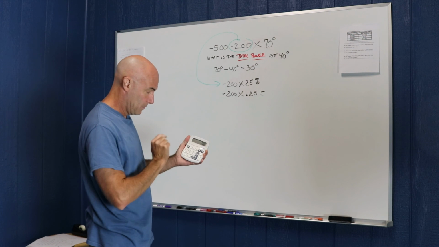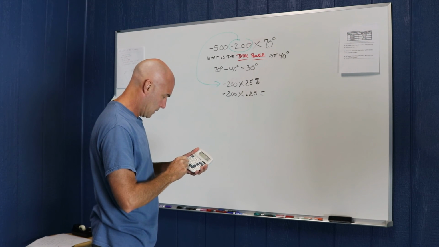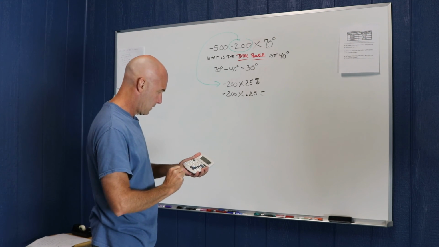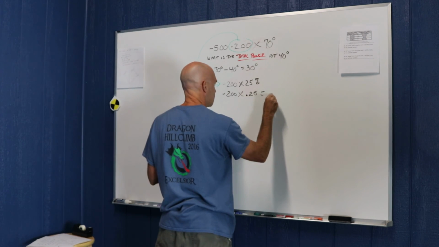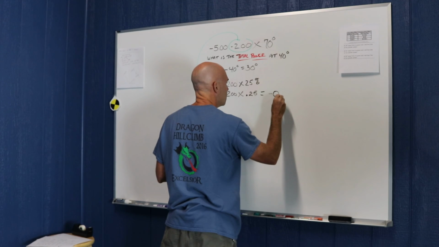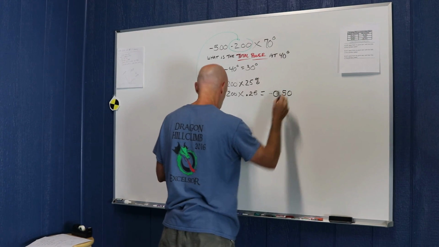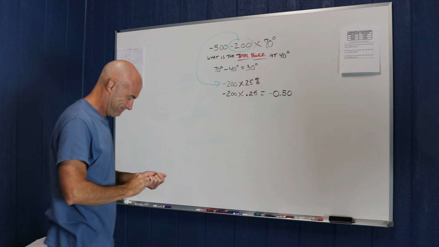On the calculator, 2 minus sign times 0.25 is minus 0.50. All right, good. See, use the calculator. Why not?